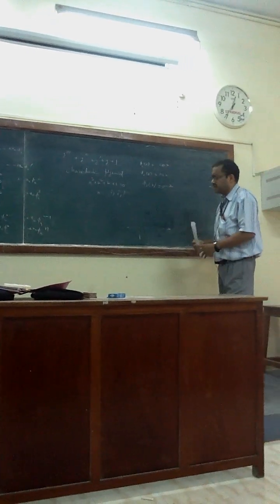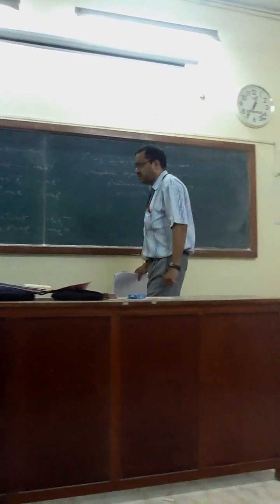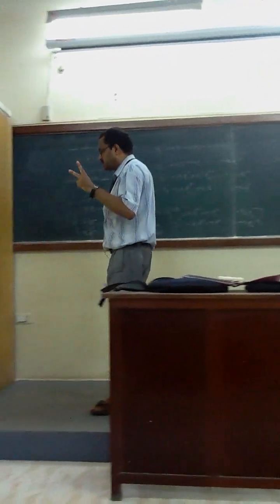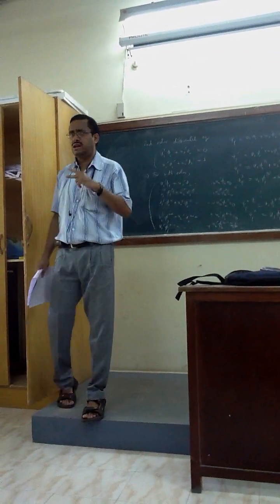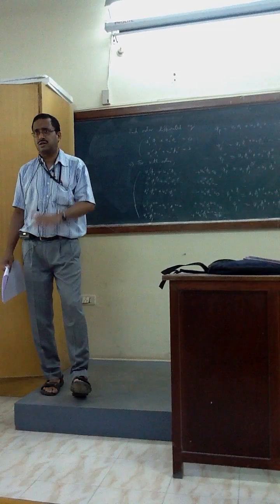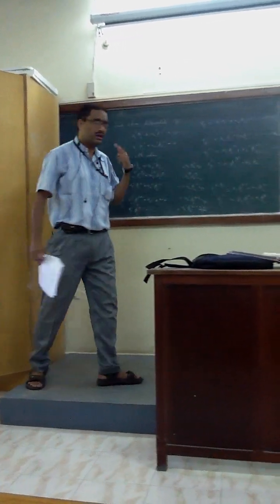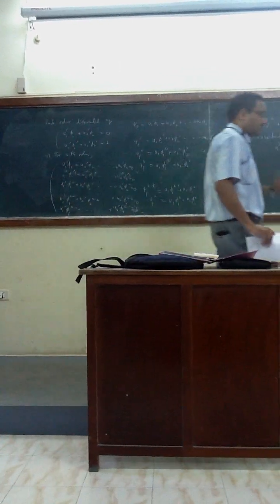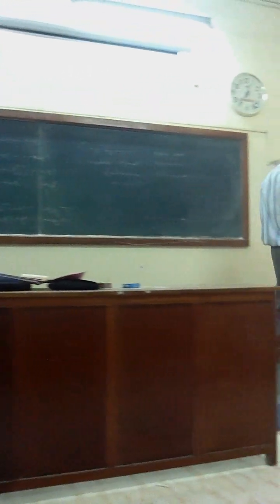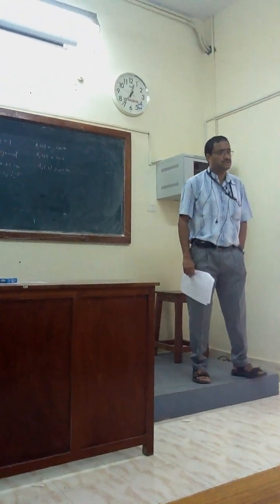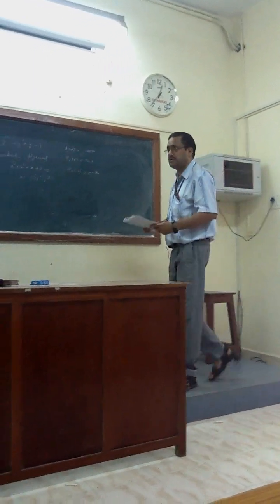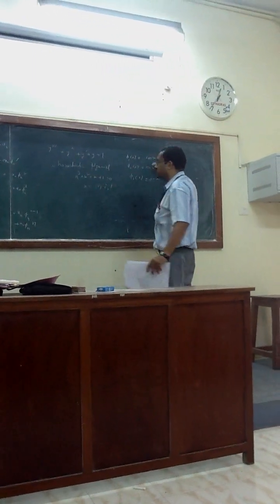Remember that in the second order differential equation, we have done only 2 cases. When m1 and m2 are real and not equal, you get the solution e to the power m1 x and e to the power m2 x. If they are equal, you get e to the power m x and x e to the power m x. If they are complex conjugate, the solution is cos x and sin x. So we are doing the third case here. So the solution is cos x, sin x for the third case.